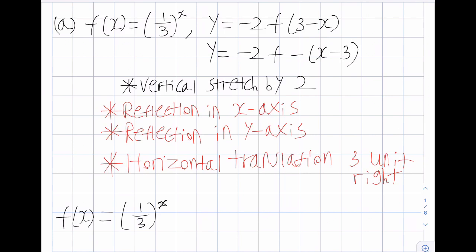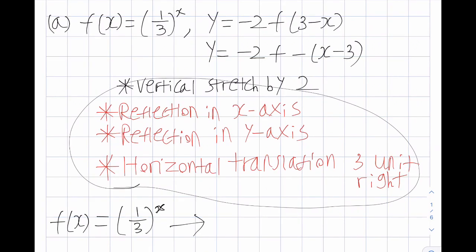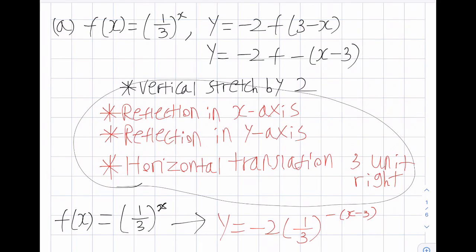Alright guys, so the last step is to apply all this transformation into this guy f of x to get our transformed function. Alright guys, so our final transformed function will be y is equal to -2 times (1 over 3) to the power of -(x minus 3). Alright guys, so this is the end of part B. My bad, this was how it was supposed to be B.